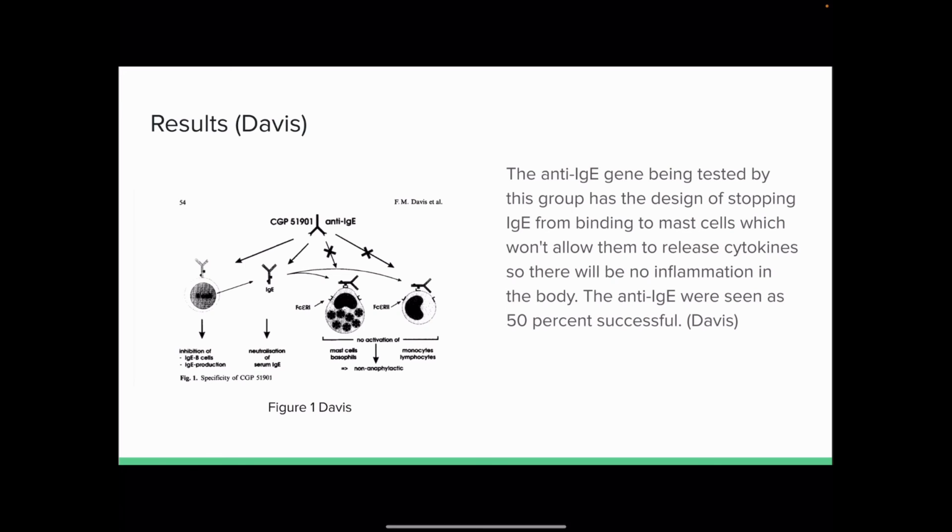And for the final paper I'll be reviewing, here's a figure of anti-IgE and how it could stop IgE from binding to mast cells to begin the immune response. And if anti-IgE were to work, it would stop the immune system from kicking on, and it would stop allergic reactions from taking place theoretically. It was seen in the lab that anti-IgE was about 50% successful. So there's some ability, it seems like, for anti-IgE to stop the immune response, but not enough, it seems like.